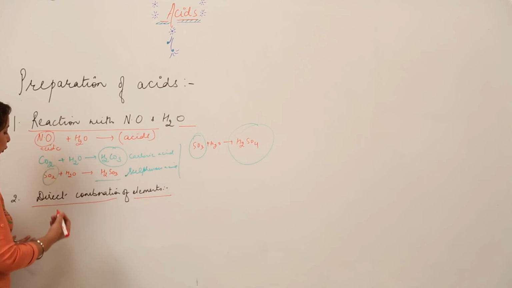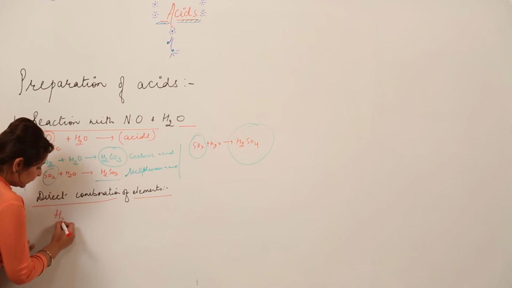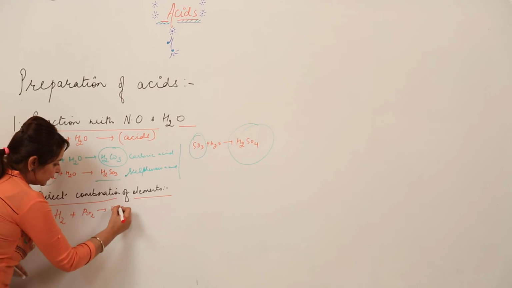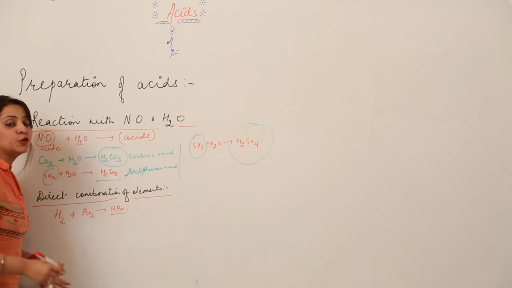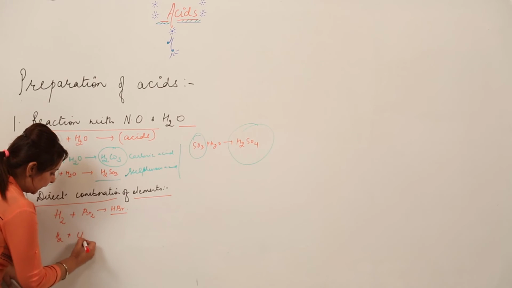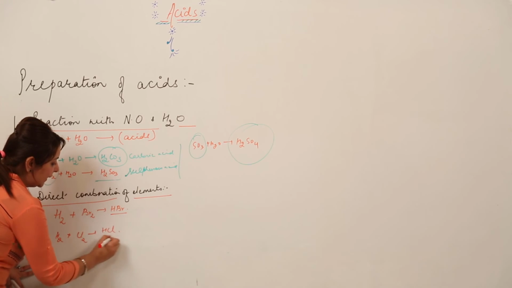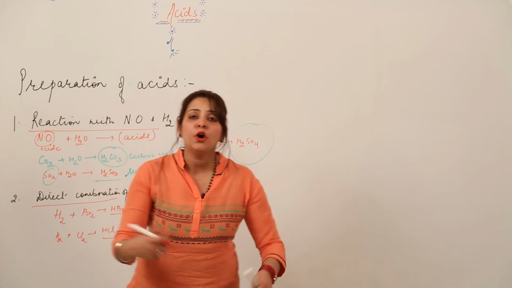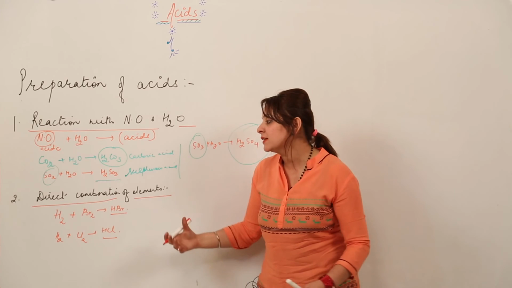Second is by direct combination. What are we getting? Hydrogen gas plus bromine gas gives hydrobromic acid. Similarly, if I add H2 plus Cl2, what do I get? I get hydrochloric acid. So by the direct combination of the elements also we can get the acid.